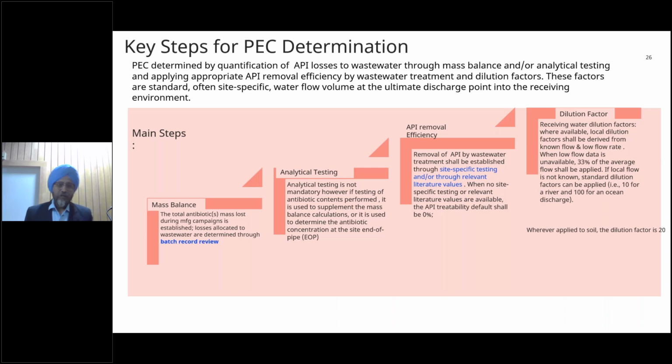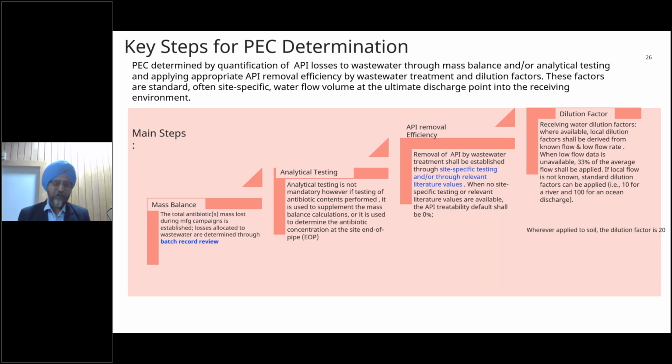In this slide, we will talk about how the PEC is determined. The PEC is basically a quantification of API losses to wastewater, and this is done by two methods, mass balance and or analytical testing. It could also be done in a combination. It applies various factors, as we will go step by step, like appropriate API removal efficiency by wastewater treatment and dilution factors. All these factors are standard and very well established, and they are sometimes site specific. When I say site specific, it all pertains to the flow of water in a water body at the ultimate discharge point into the receiving environment.